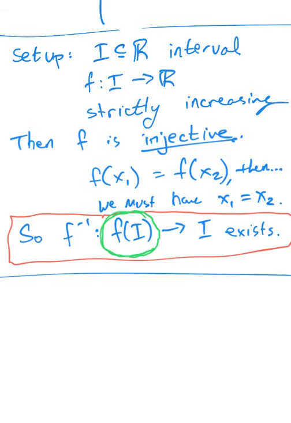Okay, so here's our theorem. And I'll tell you what, let's give it a name, because the book does too. This is going to be the continuous inverse theorem. And in the book, this is 5.6.5.